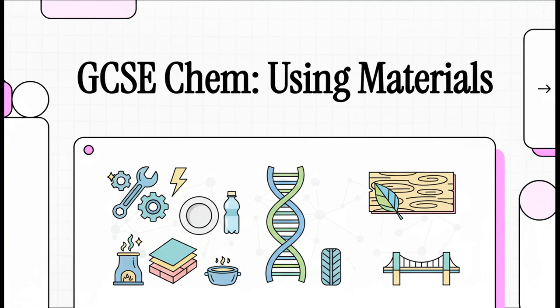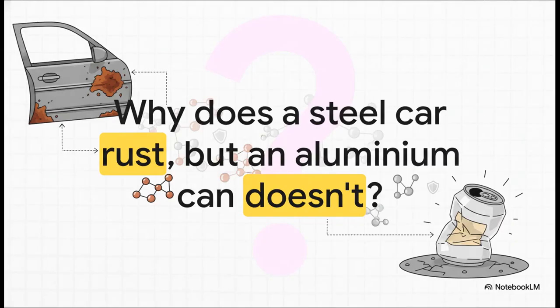All right, let's get straight into it. This is your rapid revision explainer for AQA Chemistry, and today we're diving into section 4.103, using materials. We're going to cover everything you need to know about why we pick certain materials for certain jobs, so let's do this.